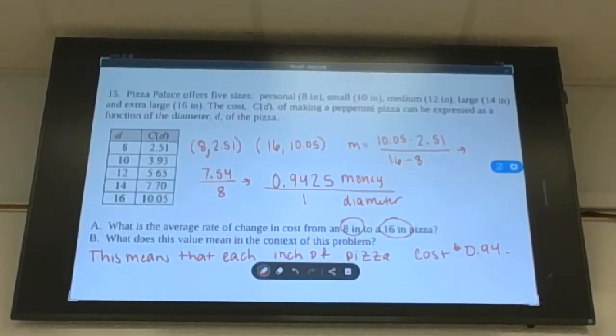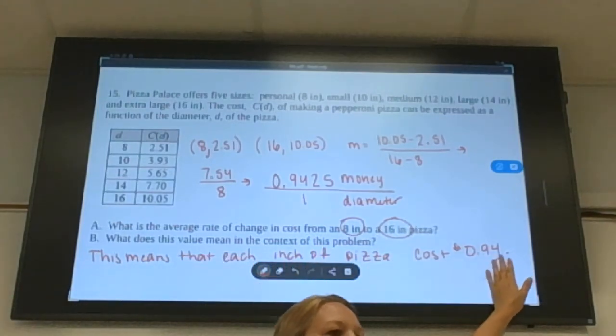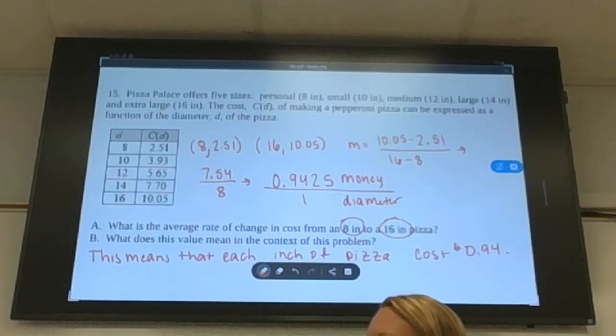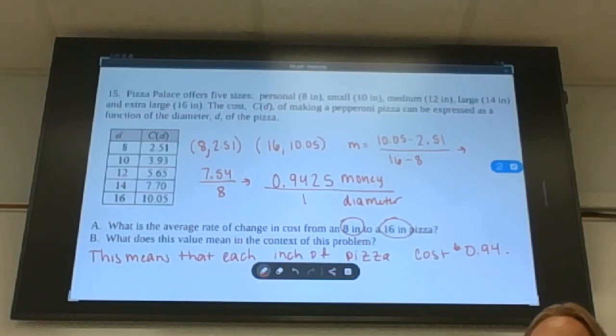All right, guys. So, did you get .94? Yeah. Do you know what it means? I made a really good sentence. This means that each inch of pizza costs 94 cents. So that's their proportion. If we're gonna give you one more inch, it's gonna cost about $1 more. Another inch, 94 cents more.